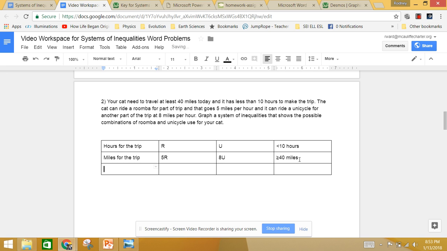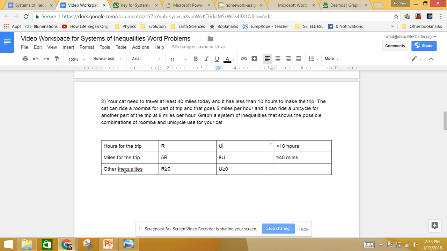Okay, I asked you to consider whether or not any of the variables could be negative. And as you can see, we have hours on the Roomba and hours on the unicycle. They can't be negative. So I'm going to put another row here, other inequalities. Well, R has to be greater than or equal to 0. And U has to be greater than or equal to 0 as well. So now I have 4 inequalities.